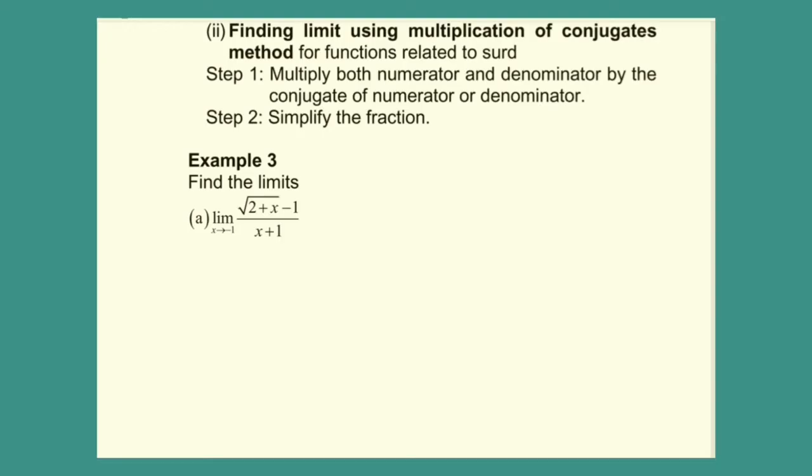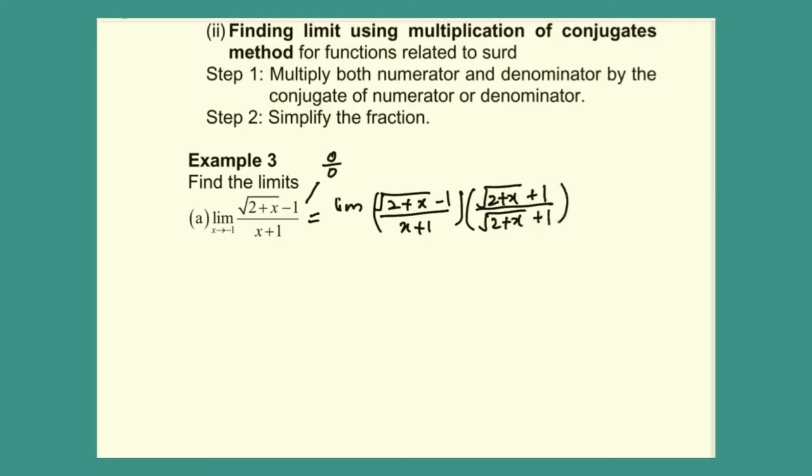Okay, example 3. The limit of (square root of 2 plus x, minus 1) over (x plus 1) as x approaches negative 1. We get 0 over 0 when we substitute x equal to negative 1. Now we will multiply by the conjugate. The conjugate is (square root of 2 plus x, plus 1) over (square root of 2 plus x, plus 1), as x approaches negative 1.